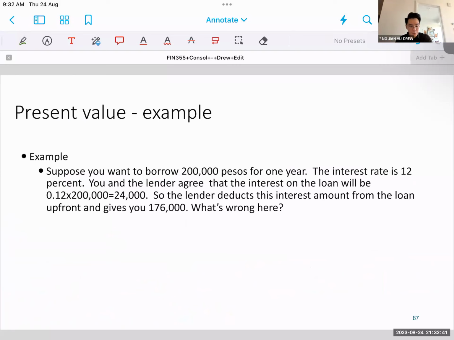All right. So we have this question here. Suppose you want to borrow 200,000 pesos for 1 year. Interest rate is 12%. You and your lender agree that interest on the loan will be 24K. So the lender deducts the interest amount on the loan upfront and gives you 176,000. What is wrong here? Before even doing the calculations, anyone can tell me what's wrong? Like, what's the issue here?